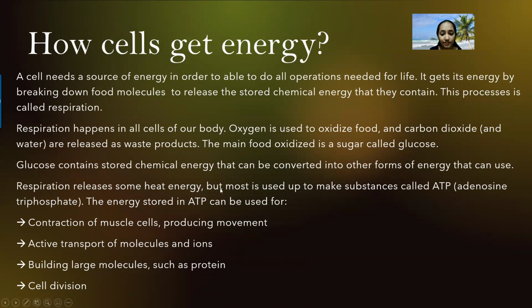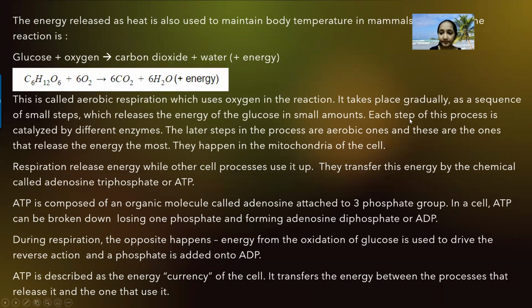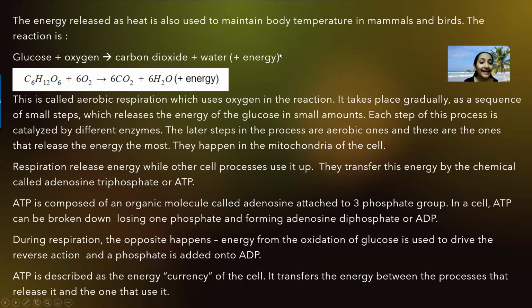Respiration releases some heat energy, but most is used up to make substances called ATP, adenosine triphosphate. The energy stored in ATP can be used for contraction of muscle cells, producing movement, active transport of molecules and ions, building large molecules such as protein, and cell division. Next, the energy released as heat is also used to maintain body temperature in mammals and birds.